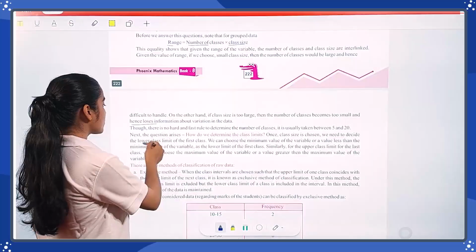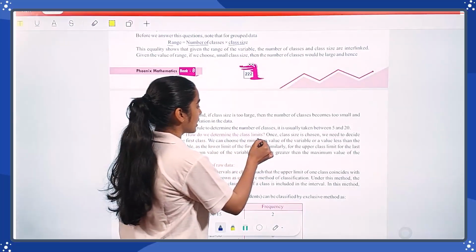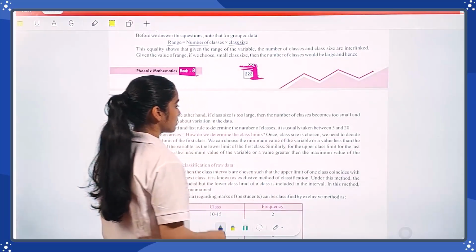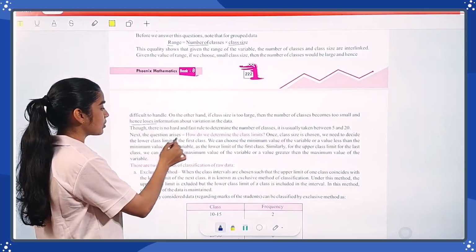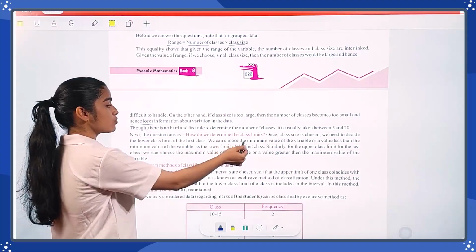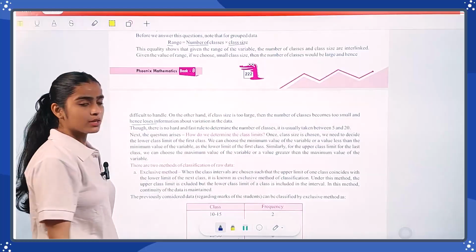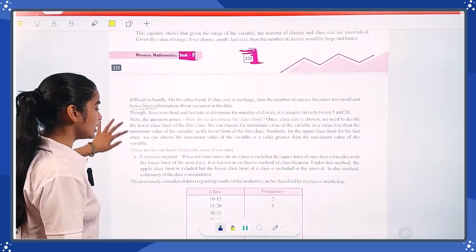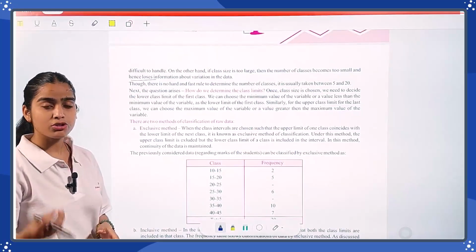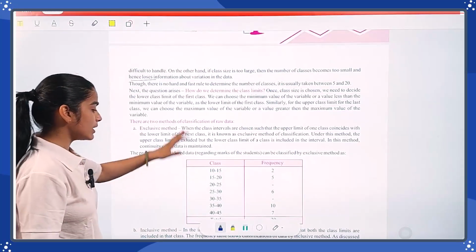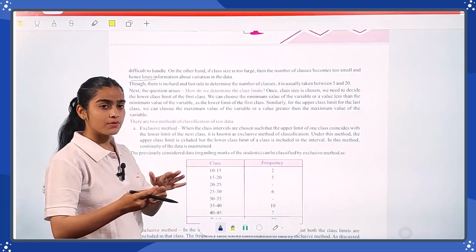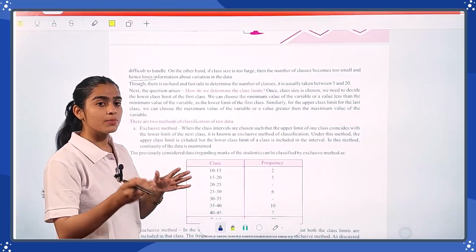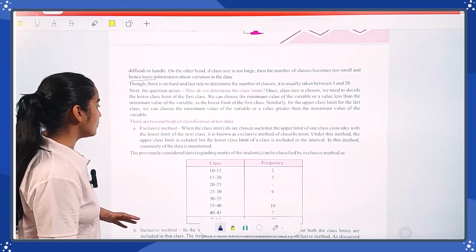So the next question arises: how do we determine the class limits? Once class size is chosen, we need to decide the lower class limit of the first class. We can choose the minimum value of the variable or a value less than the minimum value of the variable as a lower limit. So it's totally up to us. How can we conclude it? Just find the lowest value and make sure that your groups are divided in such a way that each and every group has an equal number of data.